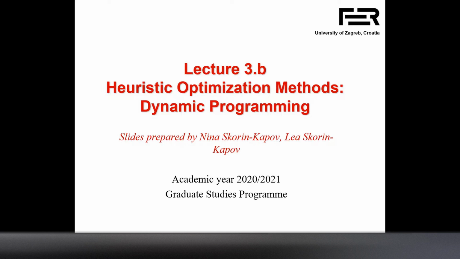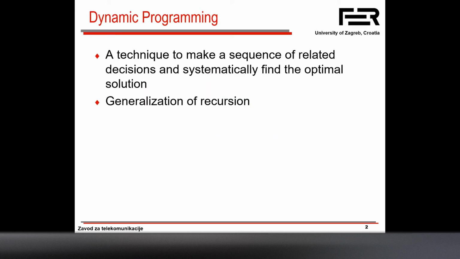The paradigm itself is an algorithmic paradigm where the problem is solved by identifying a collection of subproblems and tackling them one by one, smallest first. So we're using answers to smaller problems to figure out larger problems. In this second part of the lecture, I want to go through just some examples. I think that's the best way to get a feel for what we mean by dynamic programming. So the technique is to make a sequence of related decisions and systematically find the optimal solution.